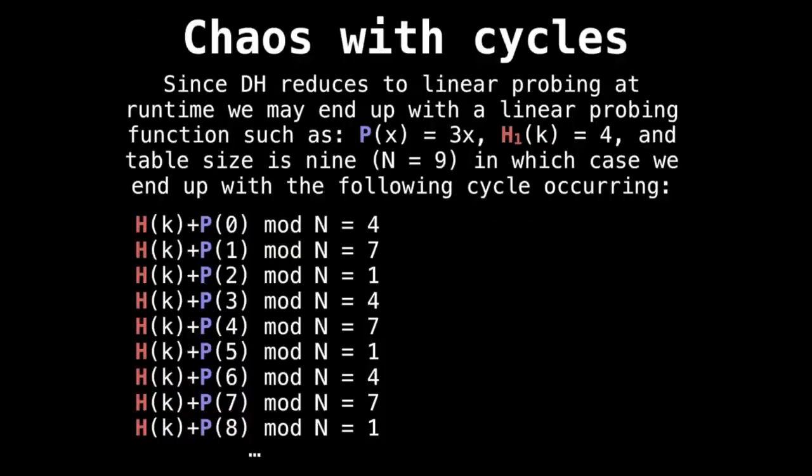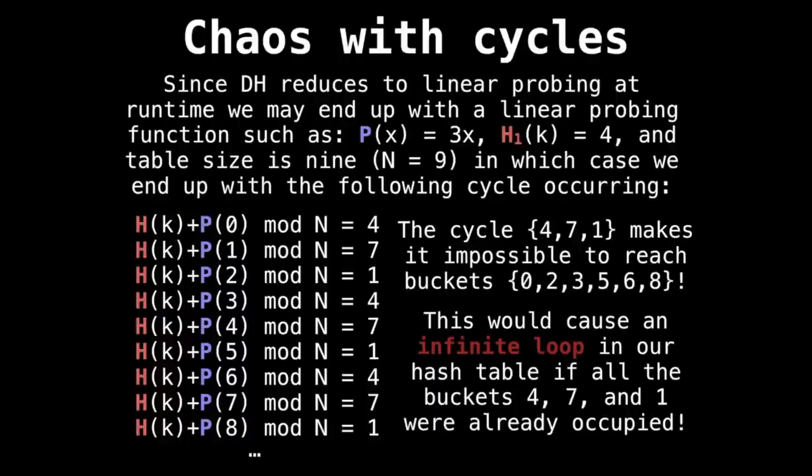So since double hashing reduces to linear probing at runtime, we may be stuck with the same issue we saw with linear probing, which is that we get stuck in an infinite cycle. So if p of x equals 3x, meaning our secondary hash function at runtime calculated a value of 3 for the constant, and say h1 of k was 4, and the table size was 9, then we might end up with the following cycle occurring.